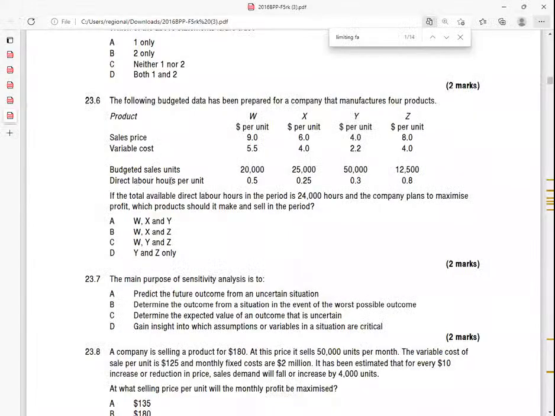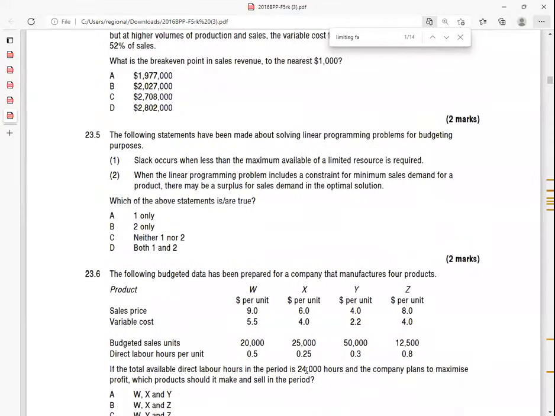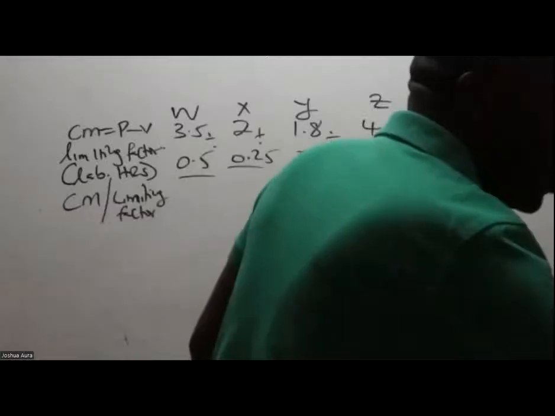Budgeted sales, direct labor hours by 0.5, 0.25, 0.3 here. So we have 0.5, 0.25, 0.3, and then lastly we have 0.8. Please come and divide like that for you to be able to give us the CM per limiting factor. What were you able to get as the CM per limiting factor, my friends?